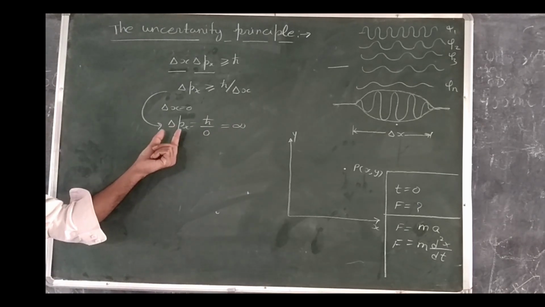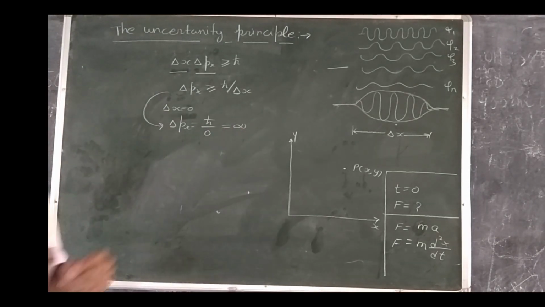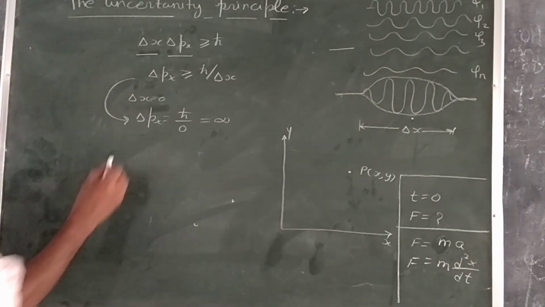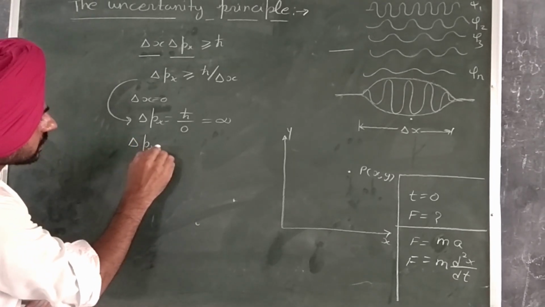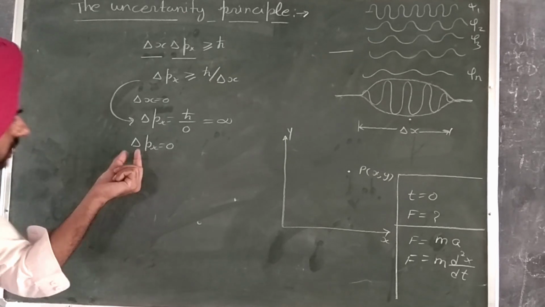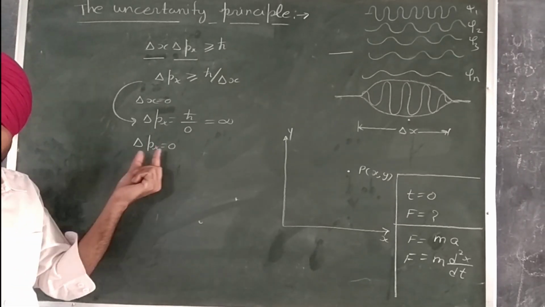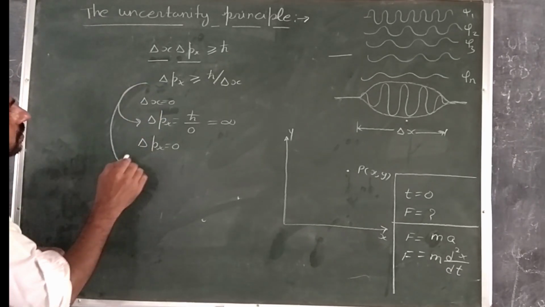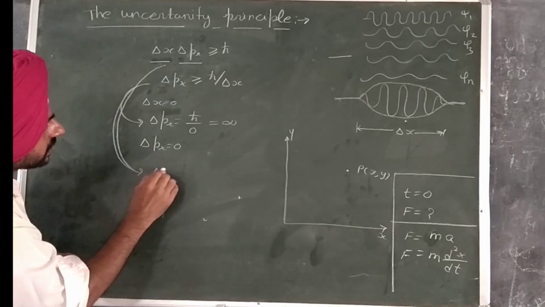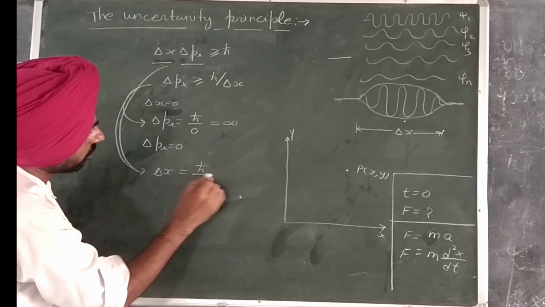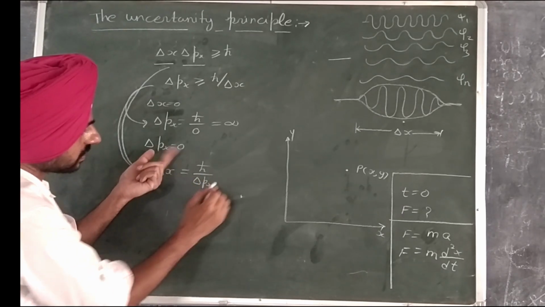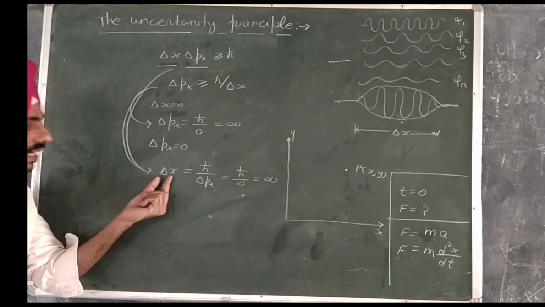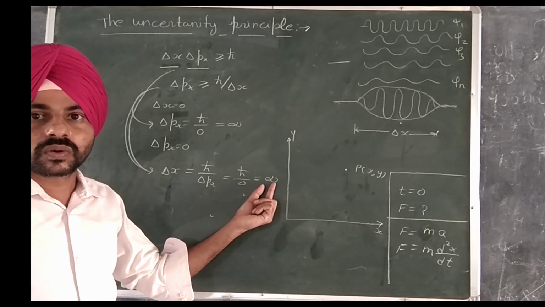That means the uncertainty in momentum is infinite, so the momentum of the particle is completely unknown. Now if delta px is 0, that means the uncertainty in momentum is 0, so the momentum of the particle is known. Then from this equation we can write delta x equal to h cut upon delta px. Since delta px is 0, it is h cut upon 0, so it is infinite. That means the particle is completely unlocalized.